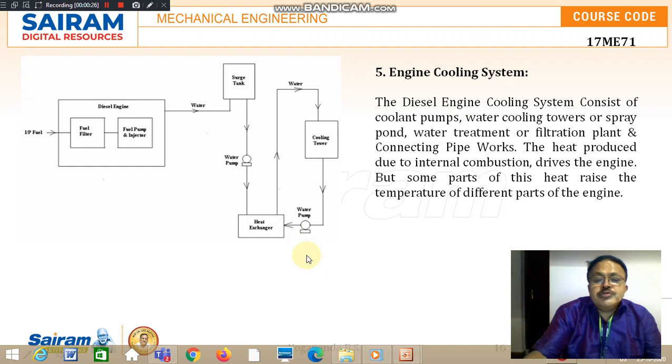The heat is produced due to the combustion of the diesel in the diesel engine. Some parts of this heat will raise the temperature of the different parts of the engine. So the need of an engine cooling system is very much essential to reduce the effect of this high temperature on the parts of the diesel engine.